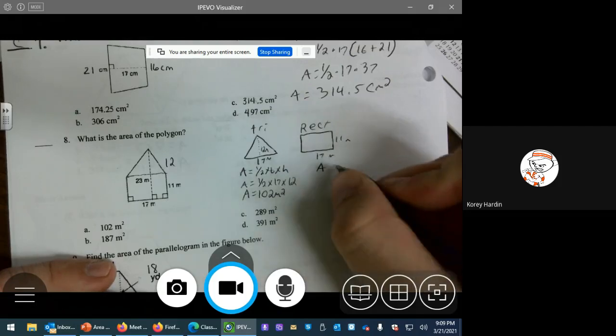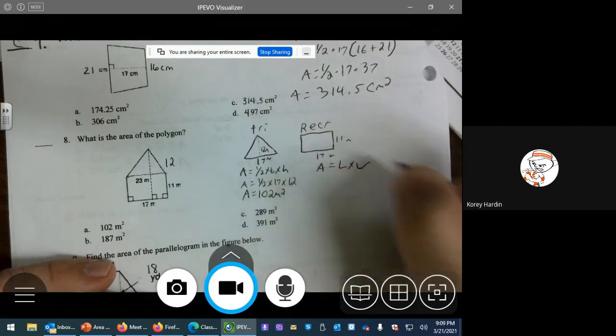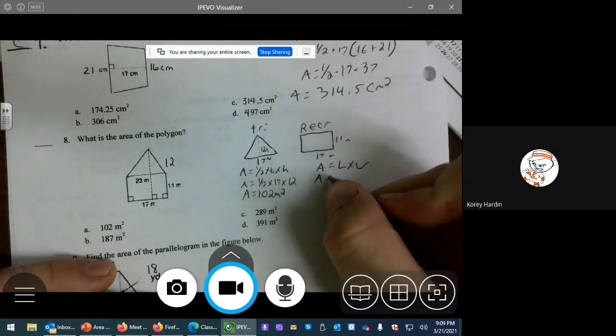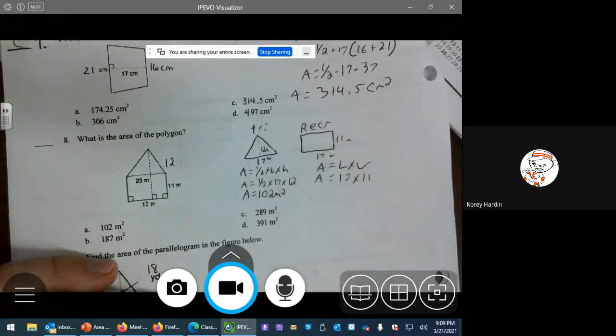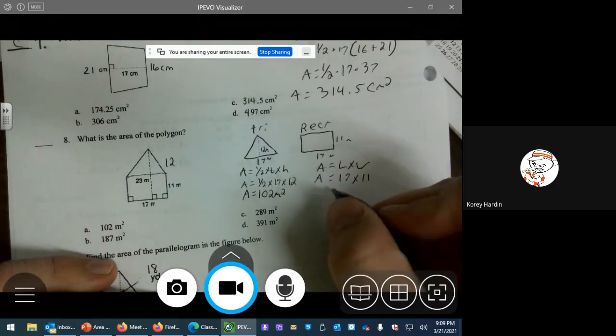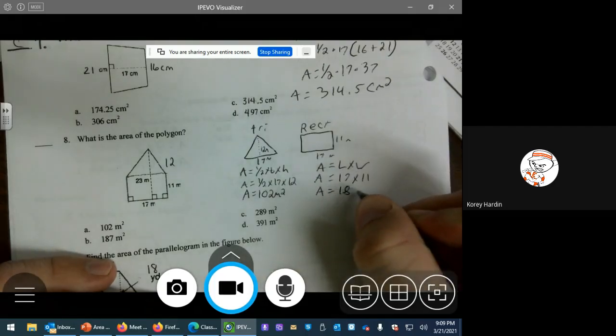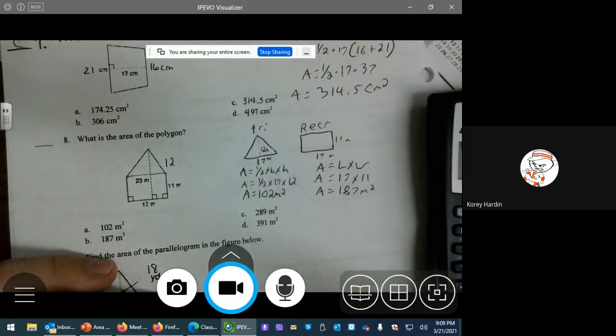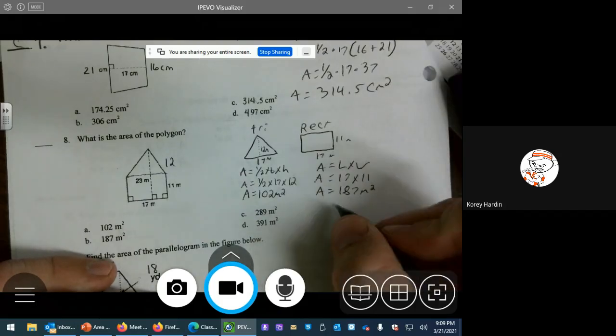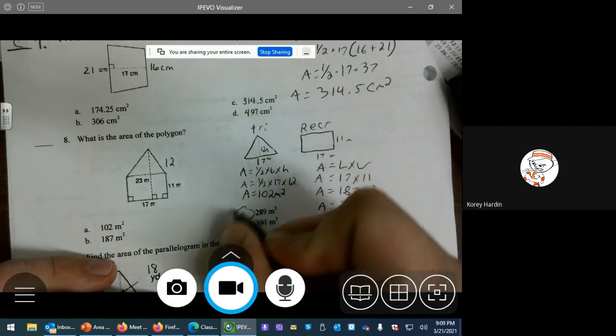And then over here in the rectangle, I've got length times width. Area equals 17 times 11. Remember, it doesn't matter which order those go in. And then 17 times 11 is going to be 187. So 187 plus what I got over here, 102, is going to equal 289. So area equals 289 meters squared, and that is C.